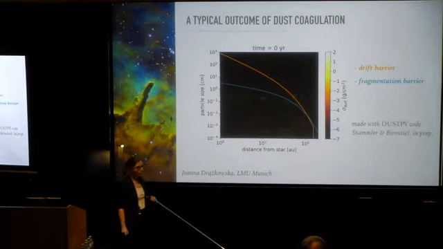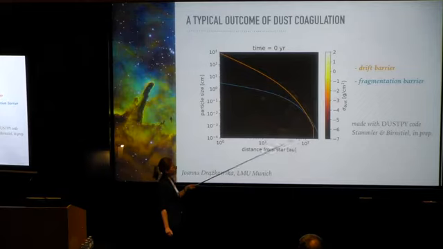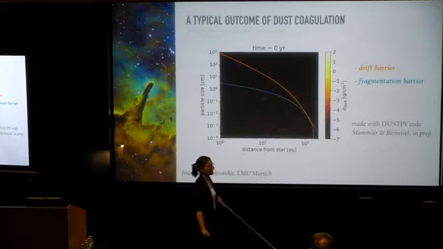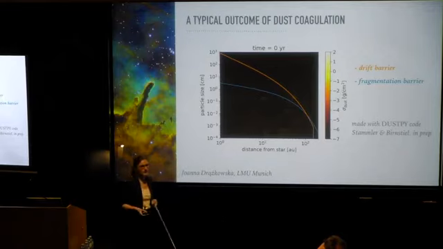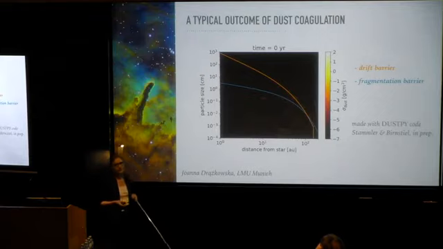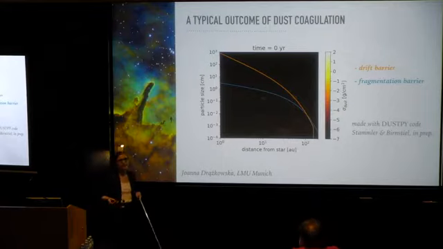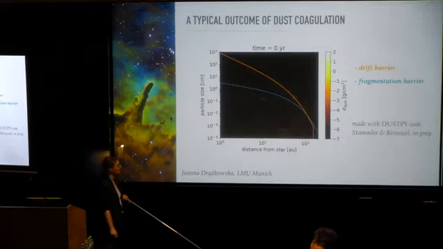So there are 2 major problems. One is the fragmentation barrier, which basically has to do with the fact that the larger the dust grains grow, the faster the collisions become. And from laboratory experiments, we expect that there is some sort of maximum impact velocity for which the collisions cannot lead to sticking anymore. And here, I assume this is 10 meters per second.